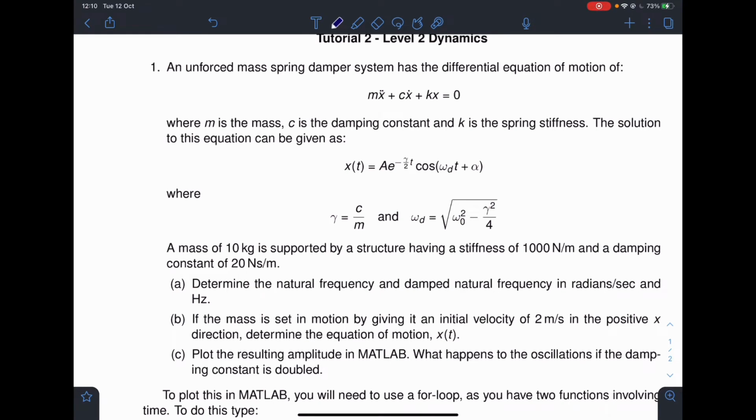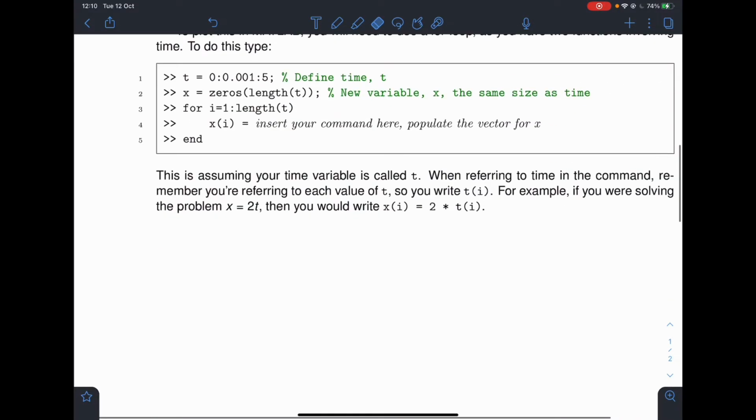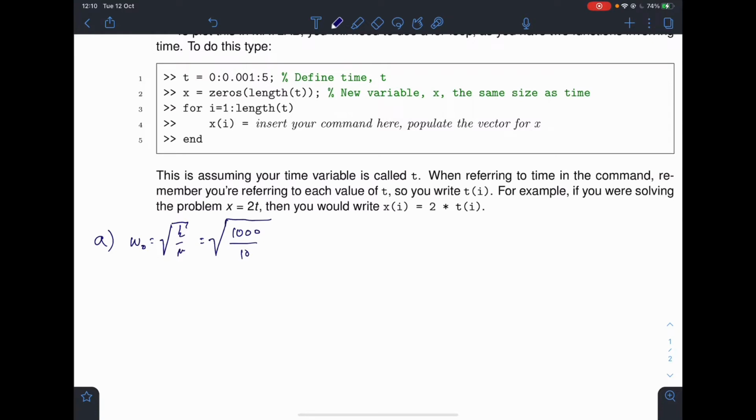Okay, so in this question, we've got two parts, A and B. Part A is basically work out the frequencies, natural frequency and the damped natural frequency, in radians per second and in hertz. So if I go to A, omega naught is root k upon m. K is 1000, m is 10, so that's root 100, which is going to be 10 radians per second.